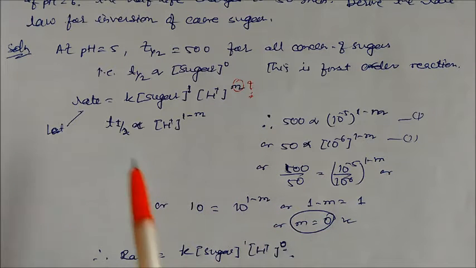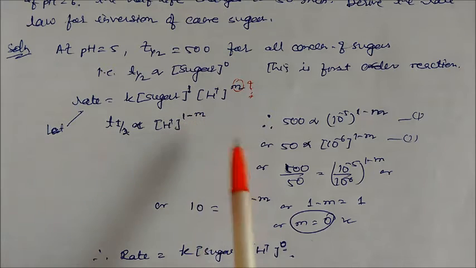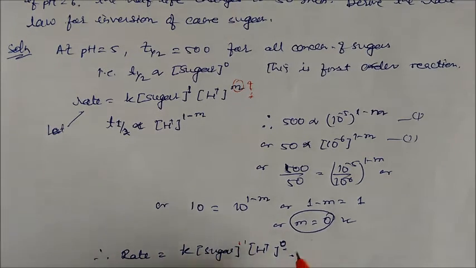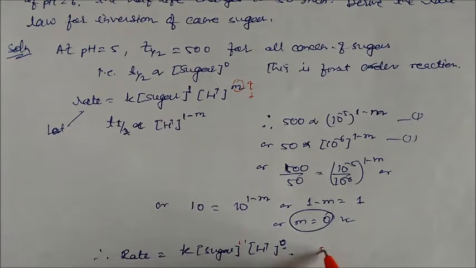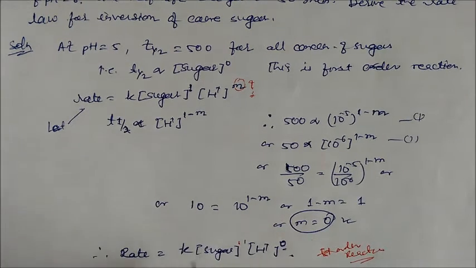So the rate will be sugar to the power 1, H plus to the power 0, since the power is 1 minus 1 equal to 0. The power 1 on sugar shows that the reaction is first order in sugar. So this is the rate law expression for this reaction.